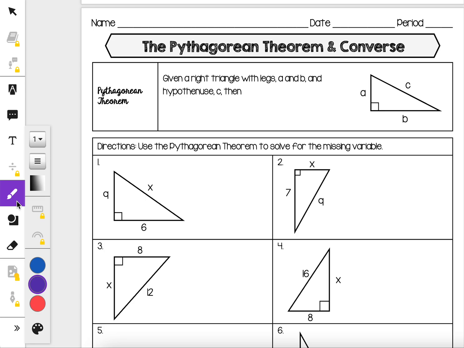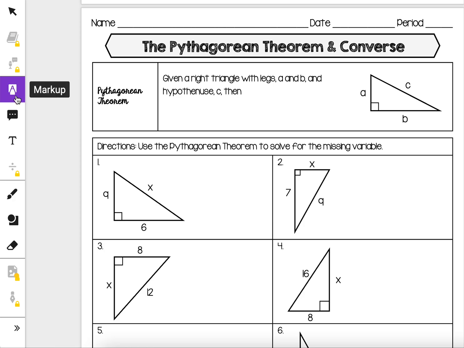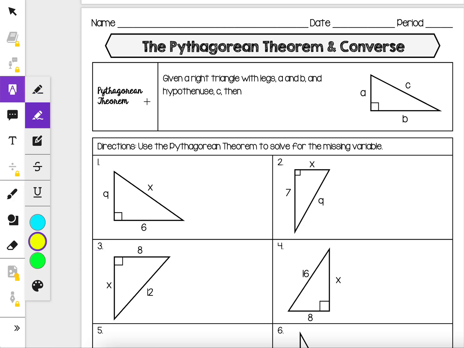Hi everyone, today's lesson is on the Pythagorean Theorem and the converse of the Pythagorean Theorem. So the first thing we're going to talk about is the Pythagorean Theorem. I'm sure you've heard about it before, but if you haven't, the Pythagorean Theorem is a theorem that specifically works with right triangles. So here we have a right triangle.